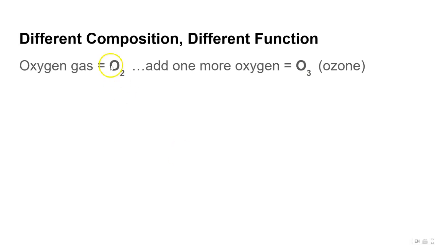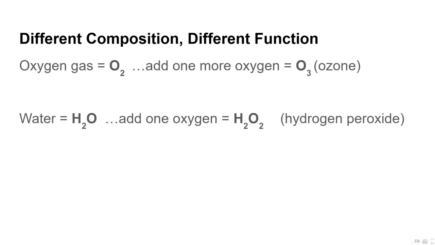Okay, let's compare oxygen gas. So two oxygens together, if you add one more oxygen to that, you end up with ozone. This is a completely different compound. This is the ozone layer that surrounds the Earth and keeps in greenhouse gases and heat and all sorts of things. Let's take another look at another example. Water is H2O, two hydrogens and an oxygen. Let's add one oxygen to this. You get H2O2. This is hydrogen peroxide. Okay, clearly a different function from water. We would never drink hydrogen peroxide, and we wouldn't put water on our cuts. Well, maybe we would, but different function.